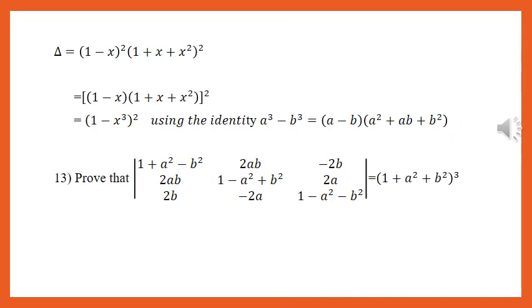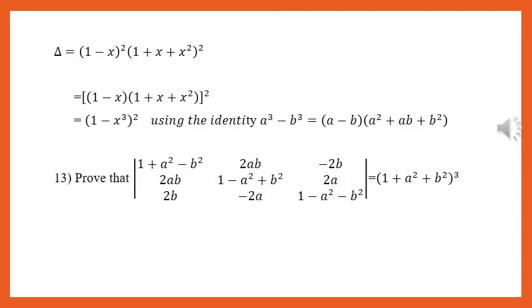Now from this we get [(1 − x)(1 + x + x²)] the whole square. Now we'll use the identity a³ − b³ is equal to (a − b) multiplied by (a² + ab + b²). So we have (1 − x³) the whole square, since (1 − x) multiplied by (1 + x + x²) is equal to 1 − x³, that is twice. So we got the right hand side, (1 − x³) the whole square.